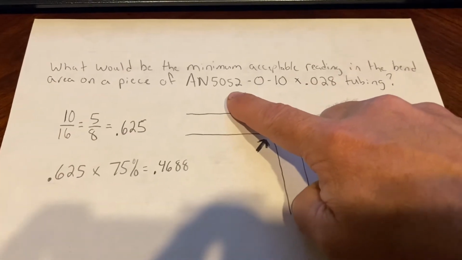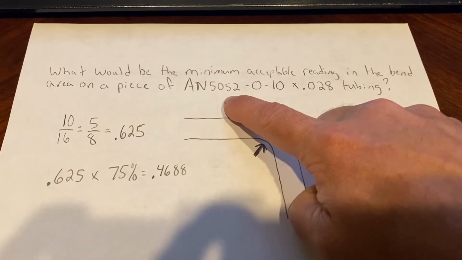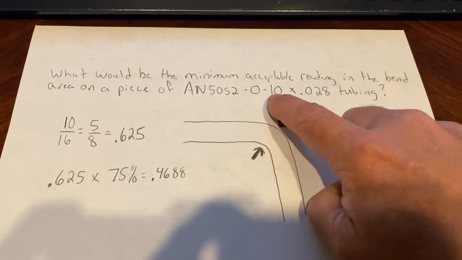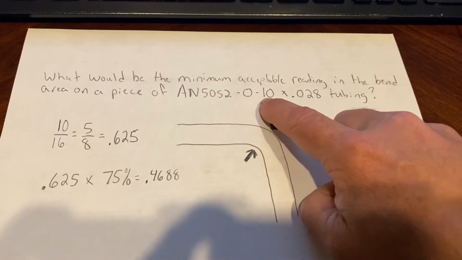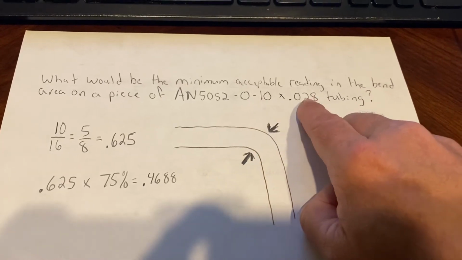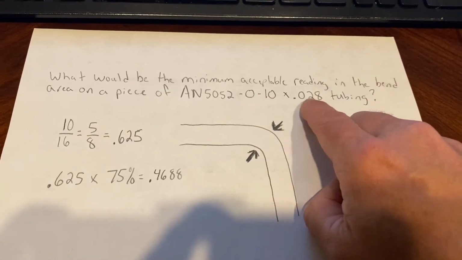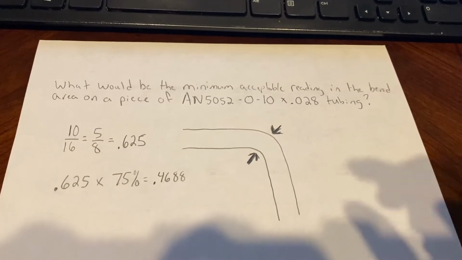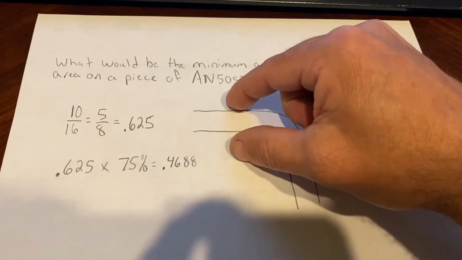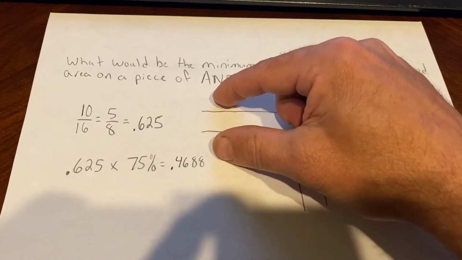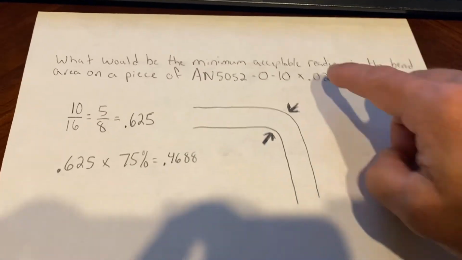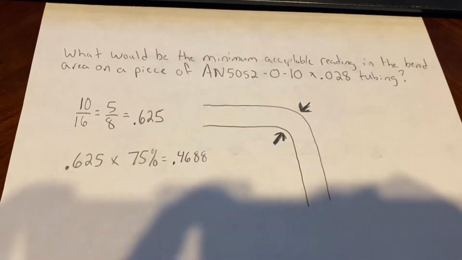The AN 5052 is the composition, okay? That's the material composition. O is annealed. 10 is the diameter in sixteenths, so this would be 10/16, and that's the outside diameter. 0.028 is the wall thickness. To solve this, wall thickness doesn't really have anything to do with this equation. What we want to concentrate on is the outside diameter of this tube. So if we were to measure the outside diameter of the tube before making a bend, what would we get? The answer would be 10/16 or 5/8.